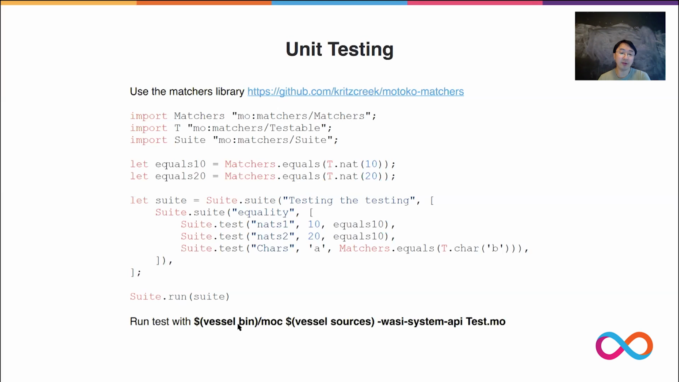This basically says vessel bin is a command that returns the path that points to a Motoko compiler, and you run it with an extra flag saying, I don't want to use the Internet Computer System API, but I want to map it to the local execution API, which is the WASI system API. Very limited functionality is provided by this mapping. You can essentially do debug print and maybe a couple other things. But as long as you're mostly using Motoko features, not Internet Computer features, you can test this locally on your computer.